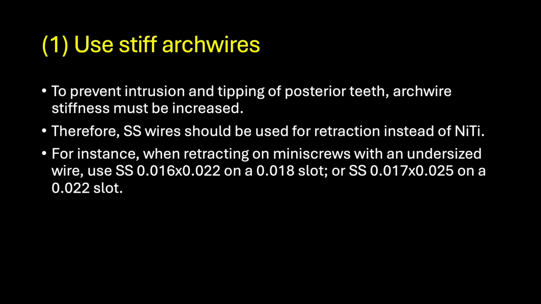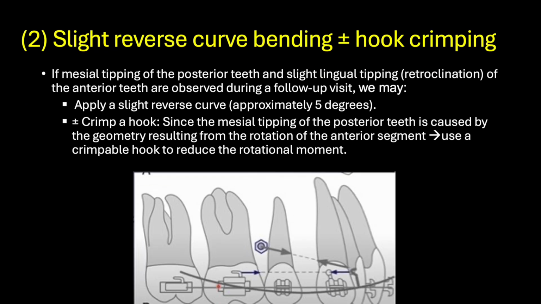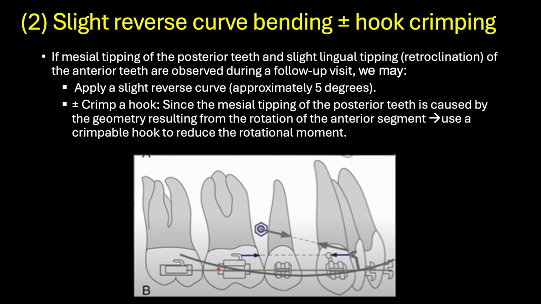First, we can use stiffer wires, like stainless steel instead of nickel-titanium, to resist deformation. Second, counteract the adverse moments. You can add a slight reverse curve, about 5 degrees, to the main arch wire. However, it can further intrude posterior teeth.